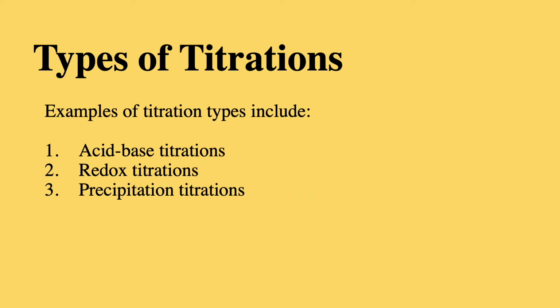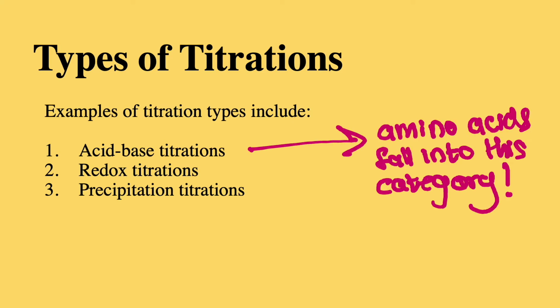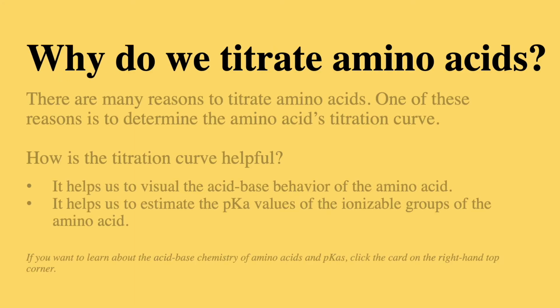Types of titrations. These include but are not limited to acid-base titrations, redox titrations, and precipitation titration. Amino acid titrations fall under the category of acid-base titrations. In these types of titrations, we can use acids as the titrand and a base as a titrant, or vice versa, meaning that you can use a base as the titrand and an acid as the titrant. Why do we titrate amino acids?